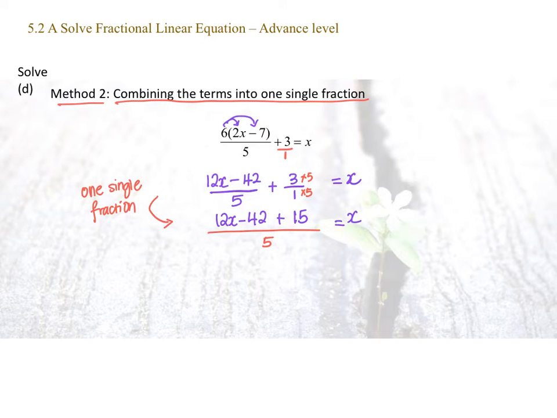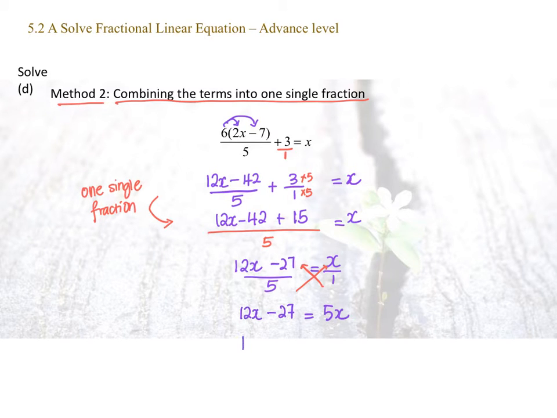Now we have a term on its own. We're going to simplify the numerator. That will be (12x - 27)/5 equals x, and we can write it as x over 1. Next, we can cross multiply. Equal sign stays in the center. 5 is crossed over to x, so cross multiply to x.